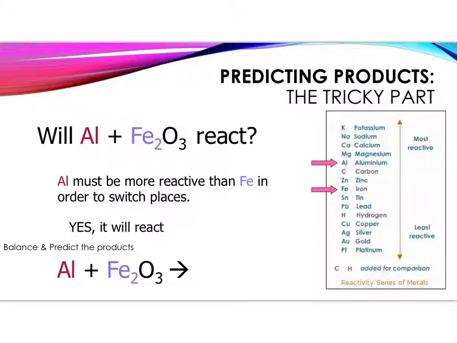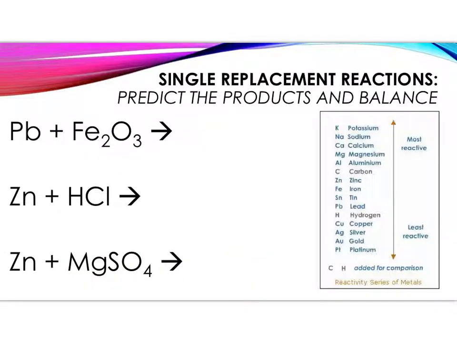You should have tried this reaction. You know that our aluminum and our iron are going to switch places. Aluminum has a positive 3 charge. Oxygen has a negative 2 charge. We did this example in the previous example. So it's going to look like this: Al2O3 with a free iron. You can see that we have 2 irons on the left side, so we're going to go ahead and put 2 irons on the right side. We're going to count 2 aluminums to balance this out, and 3 oxygens are on both sides. So this would be the full balanced equation. Please pause the video again and try these other 3 problems.